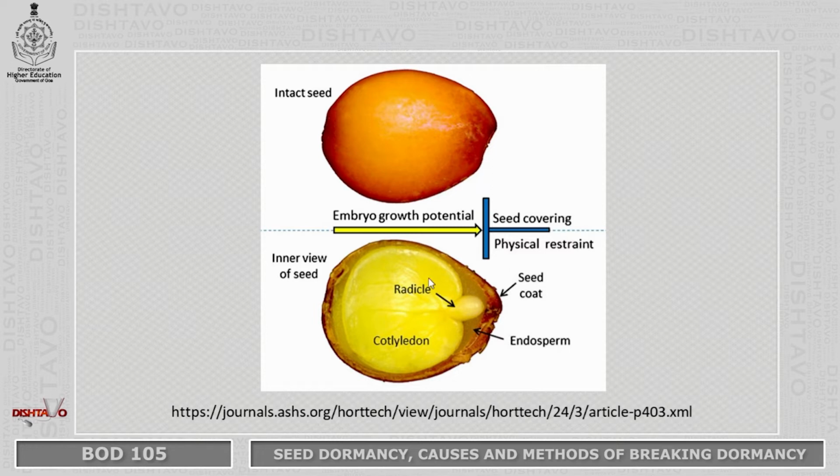So, here the dormancy can be released by a reduction in the physical restraint. In this case, the physical restraint is the seed coat, the seed covering, along with an increase in the growth potential of the embryo.